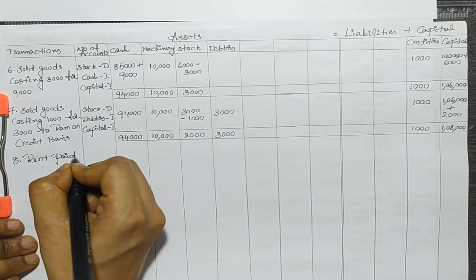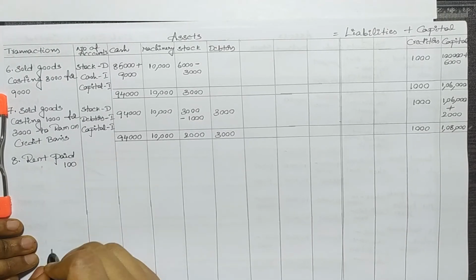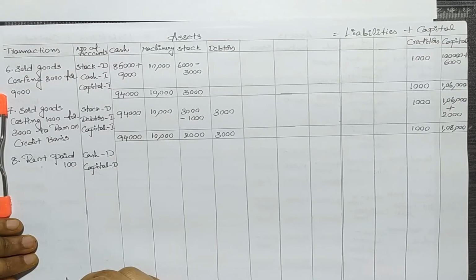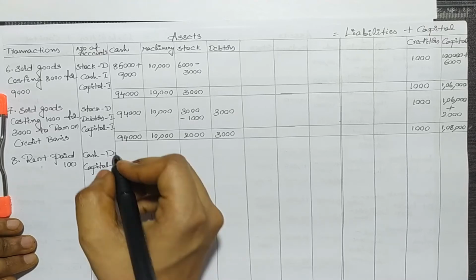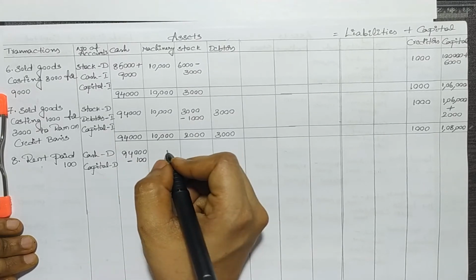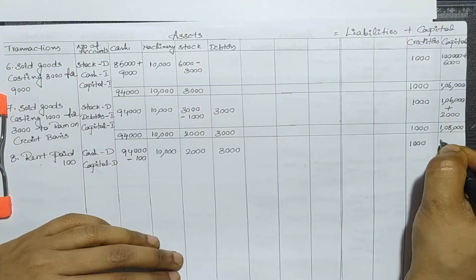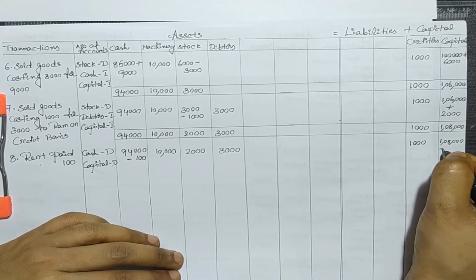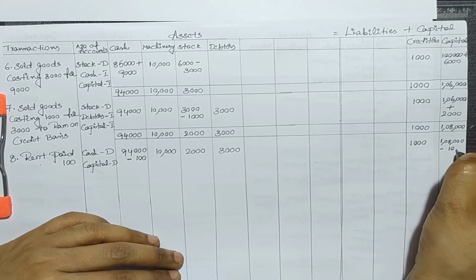Our next transaction is rent paid 100. Paying rent is an expense. We've already discussed that expenses decrease the capital. So this transaction affects cash and capital accounts. Since we have paid the rent from the available cash, we will deduct the rent amount from cash. That is 94,000 minus 100. And also we will deduct this rent amount from capital. That is 1,08,000 minus 100.